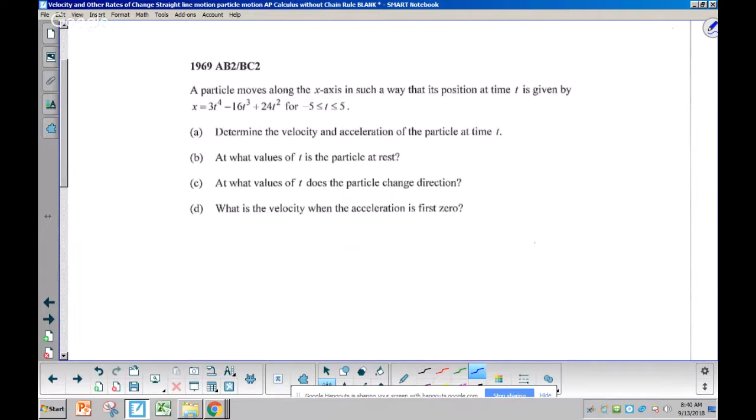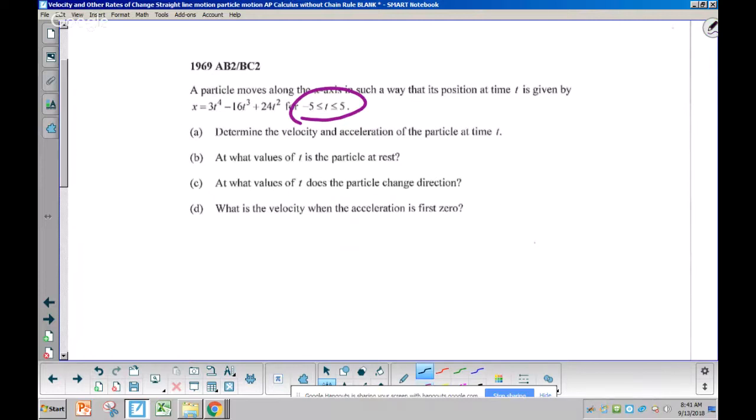All right, here we go. So this is an AP question from 1969, clearly non-calculator. A particle moves along the x-axis in such a way that its position at time t is given by the function x equals 3t to the fourth minus 16t cubed plus 24t squared, between -5 and 5, inclusive. First thing I do is I circle this because that's a closed interval, isn't it? It's not negative infinity to infinity. And so I know I'm boxed in there, okay?